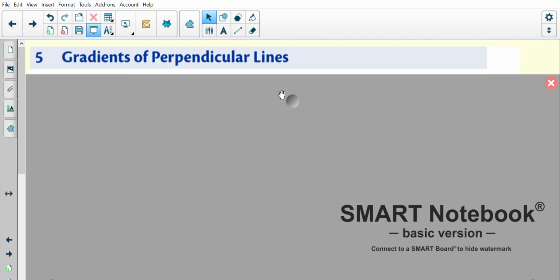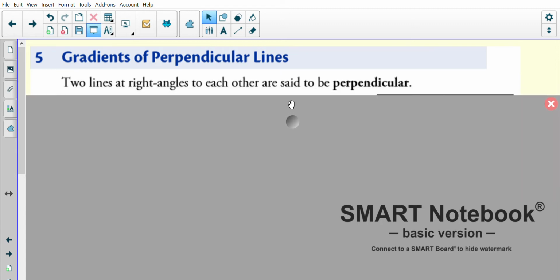So today it's perpendicular lines we're going to be talking about, and the gradients associated with them. What is a perpendicular line? Well, if two lines are at right angles to each other, then they are said to be perpendicular. So if you imagine a square and it's got four corners, they're all right angles, so the adjacent sides are all perpendicular to each other.